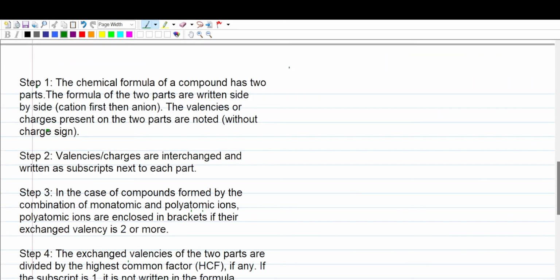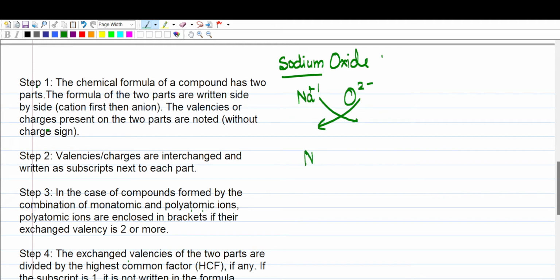Suppose I take the formula for sodium oxide. First we write the sodium cation, then we write the oxide anion. Then we exchange their charges and write them as subscripts. So it will be Na2O1. Since both are monoatomic, we need not use brackets. Then we divide by the highest common factor, which is 1. We get the same Na2O. So this is the formula for sodium oxide.